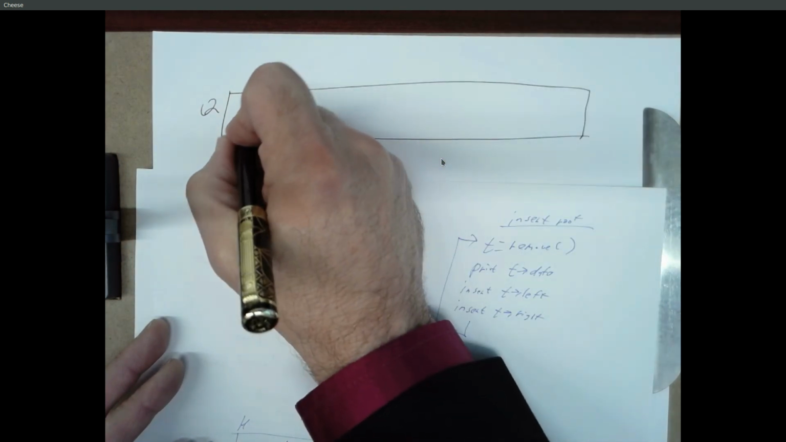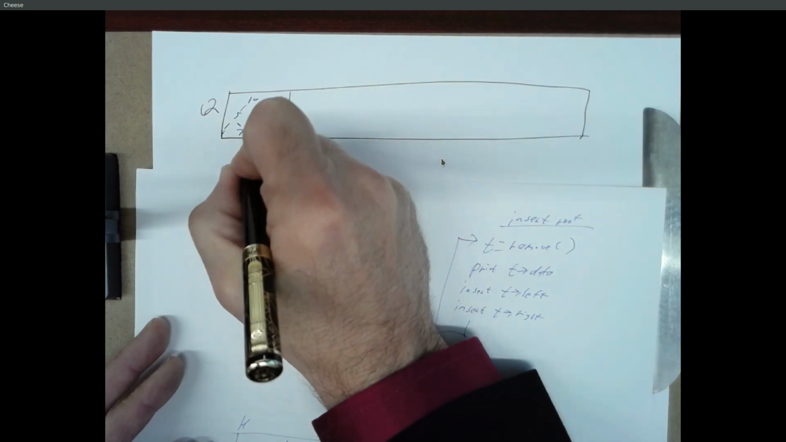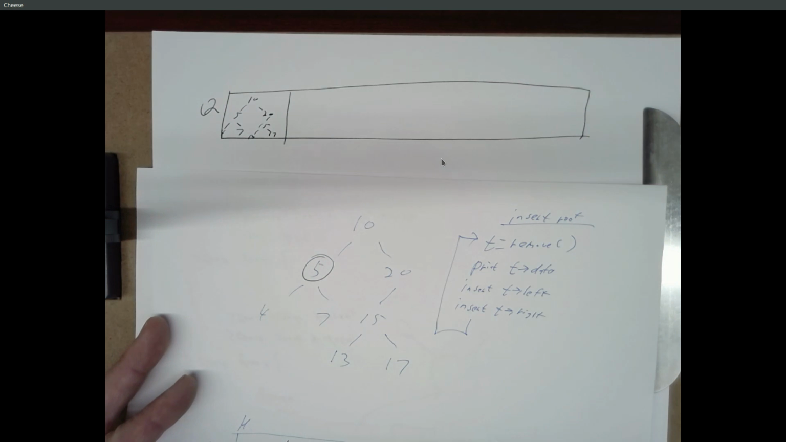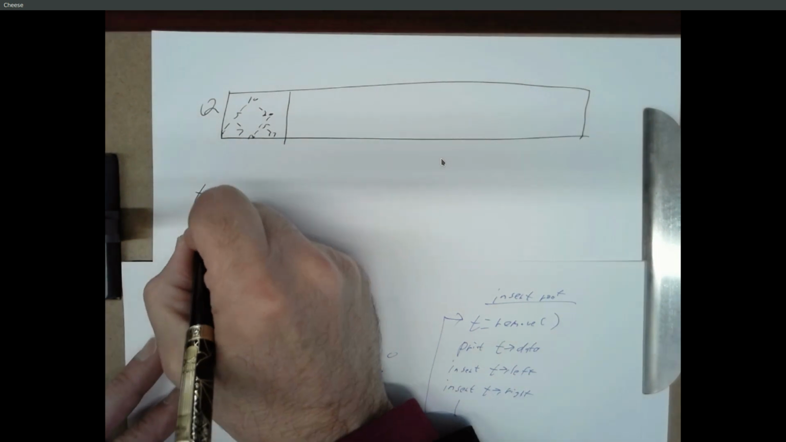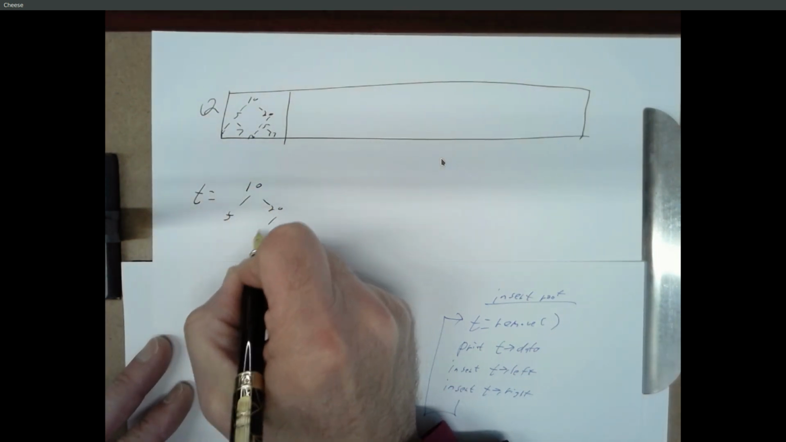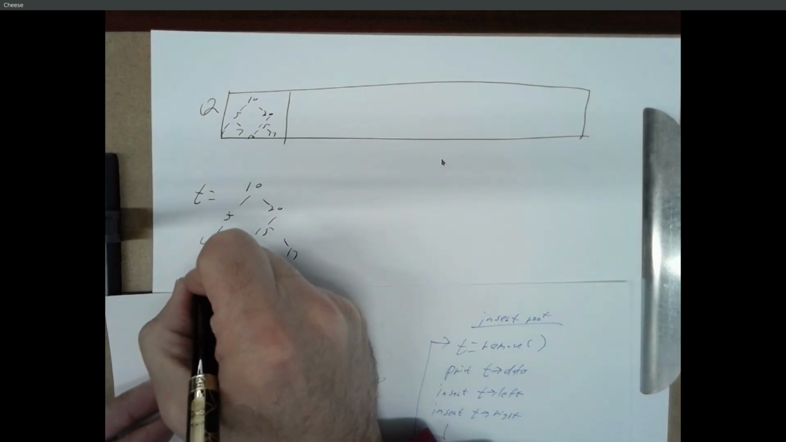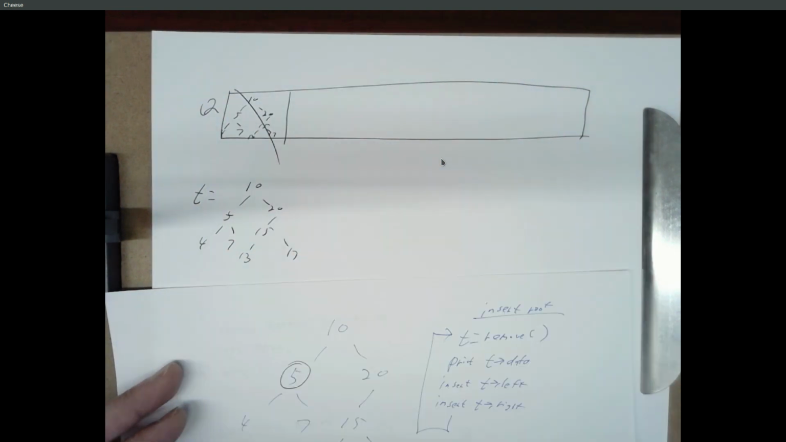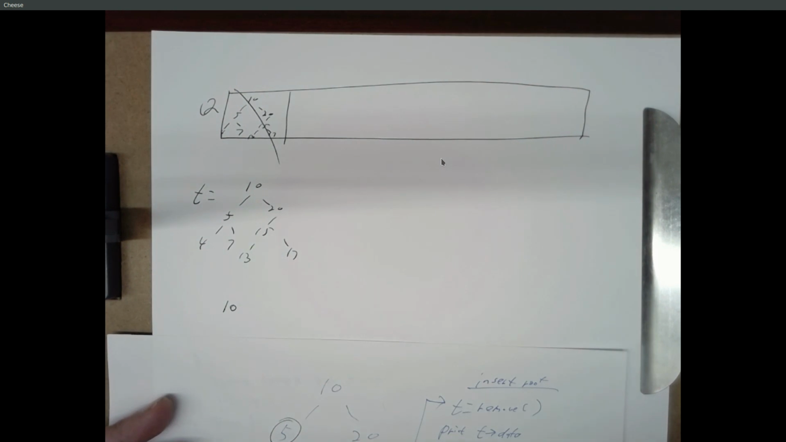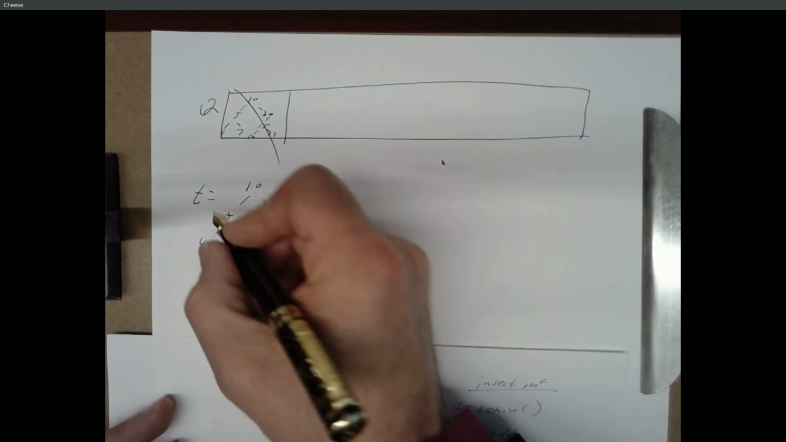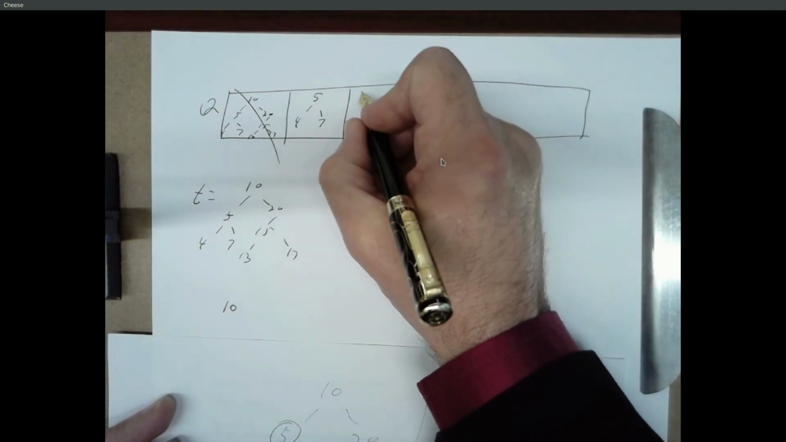The first thing in the queue is this. Don't worry about reading it. But it's a little tree in there. And when we say t equals remove, t is equal to effectively this tree, and that gets removed from the queue. We print out t arrow data, that's 10. And then we insert t arrow left. Well, t arrow left is this tree, and t arrow right is this tree.